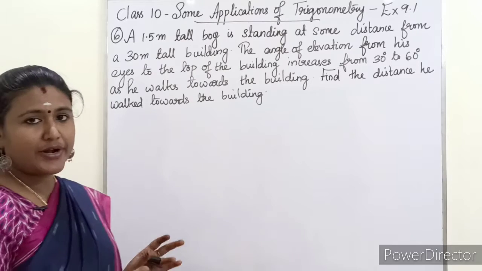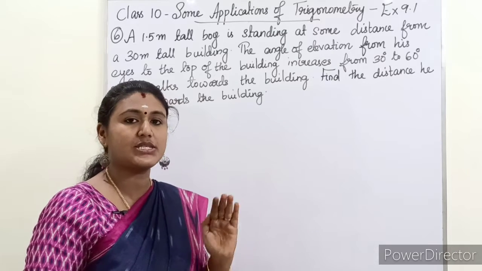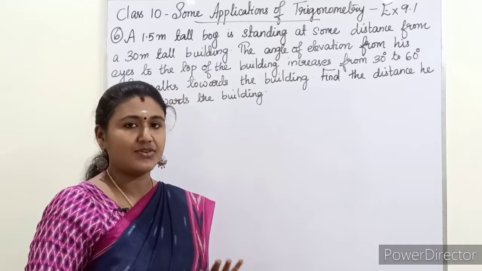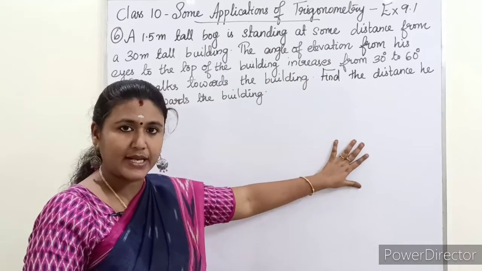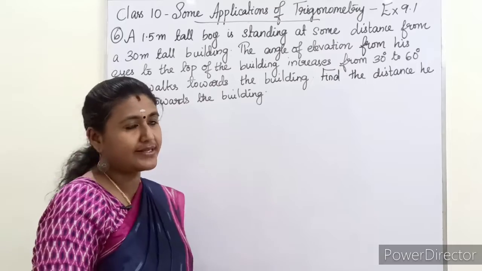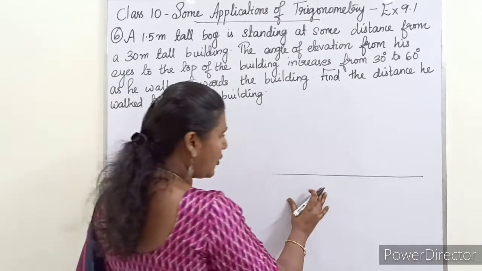So first, I already told you the first step in all these questions is converting the question into the diagram. That is the first step. If we are able to represent the given question in the diagrammatic form, it is easy to find the answer. So first we will draw. This is the ground level.